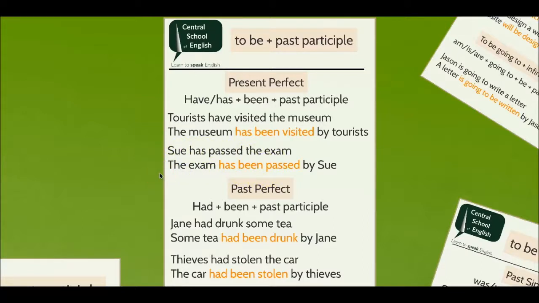To change a past perfect active voice sentence into a passive voice sentence, we use had been plus the past participle of a main verb. For example, the past perfect active voice sentence "Jane had drunk some tea" becomes "some tea had been drunk by Jane" in the passive voice. The past perfect active voice sentence "thieves had stolen the car" becomes "the car had been stolen by thieves" in the passive voice.